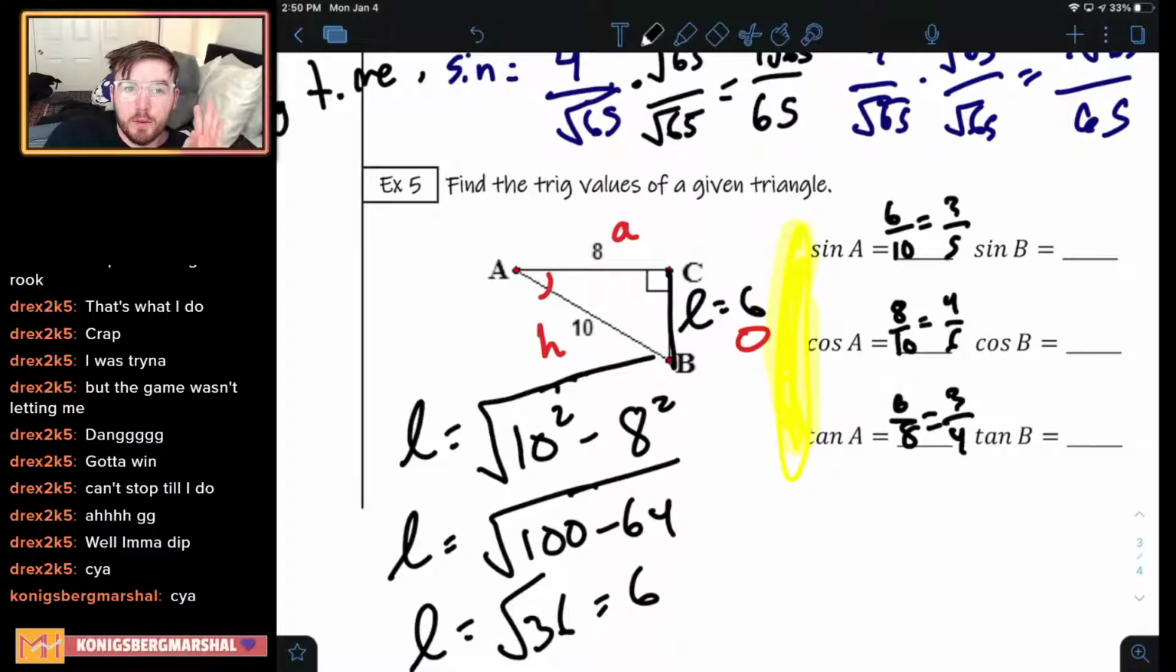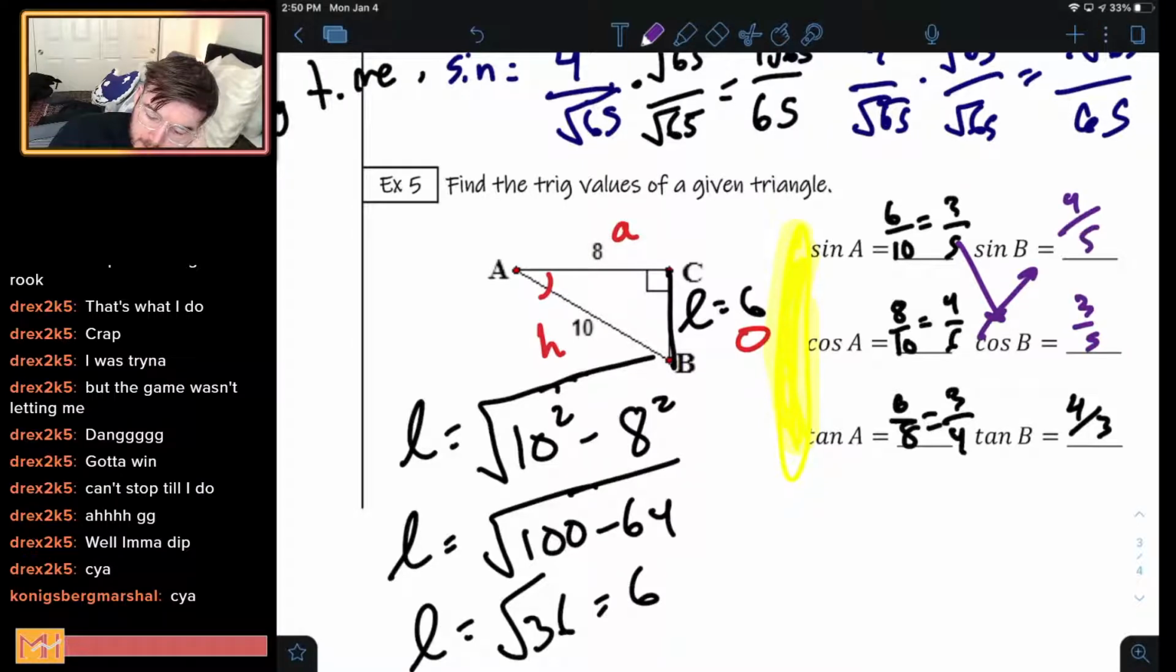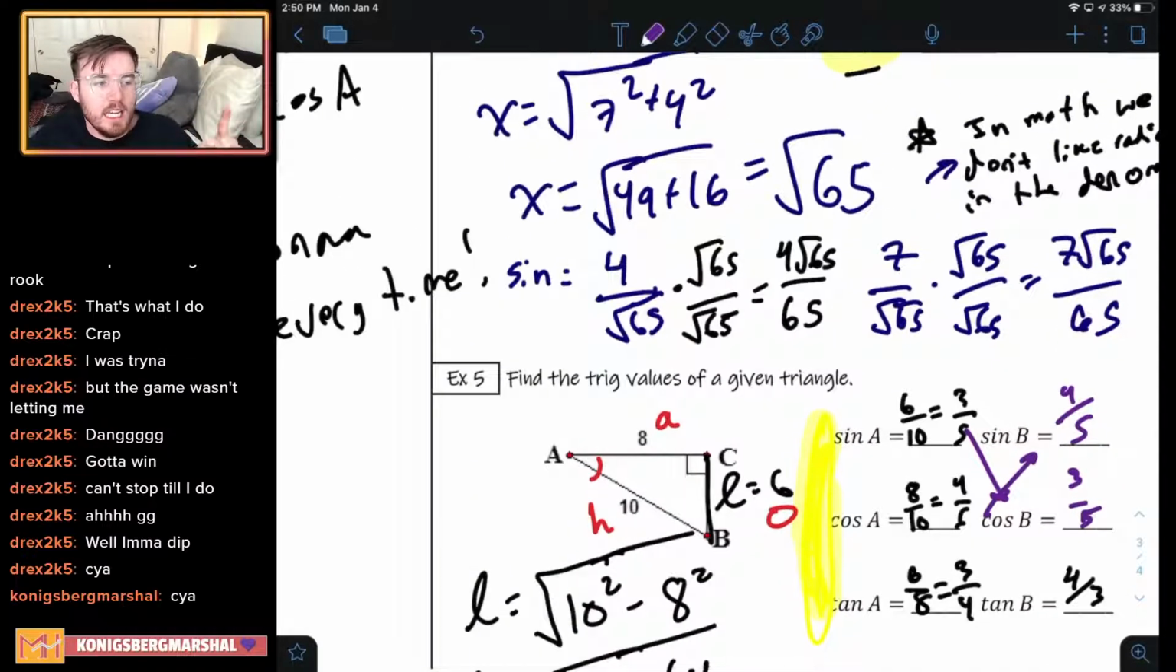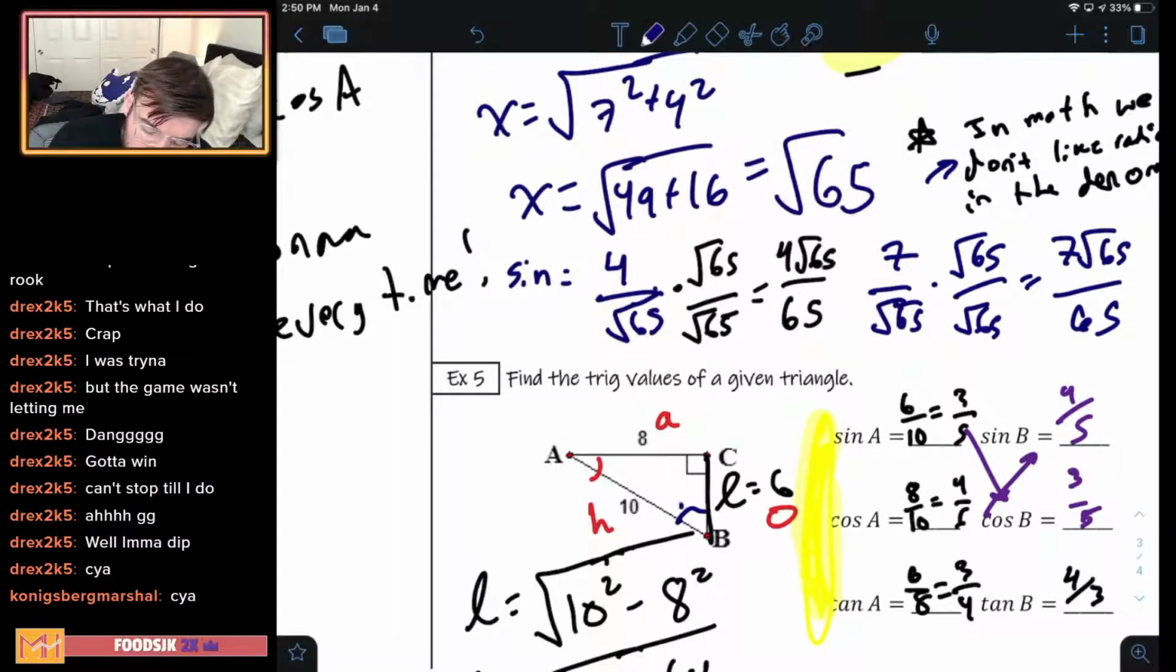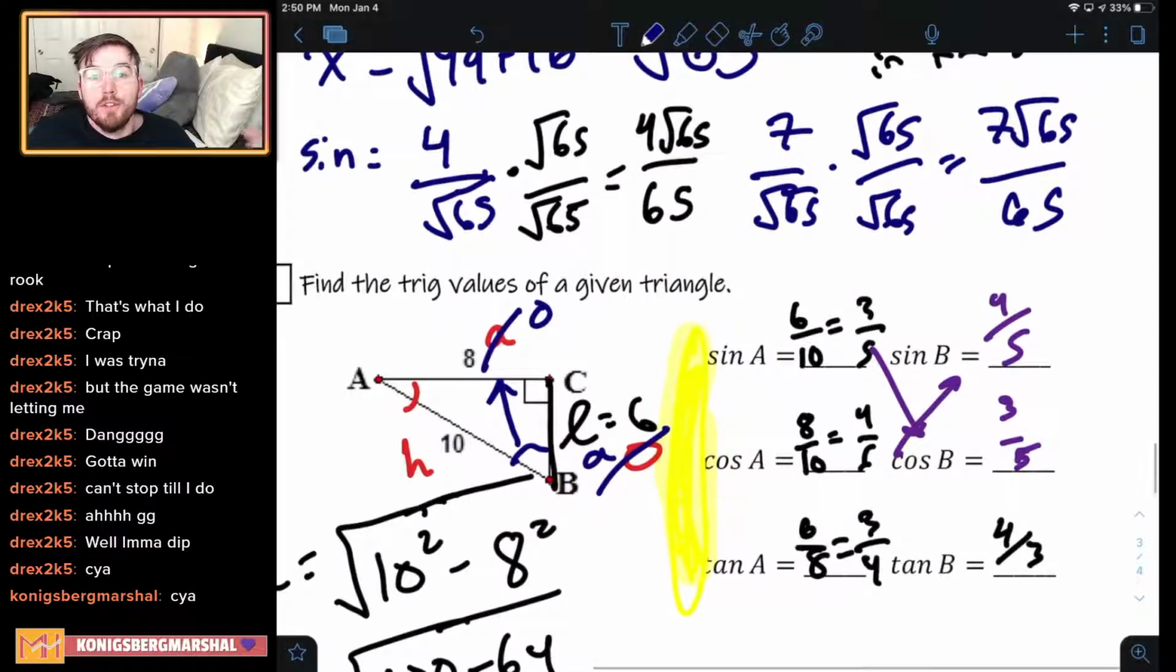And now that we have the first three, all you have to do is flip it to find the others, and then these flip-flop. This becomes 3/5, and this one becomes 4/5. And again, why is that happening? I don't want you to be confused or question why that's happening. It's simply because opposite and adjacent are flipping. The second I say B is my angle, all of a sudden this becomes opposite and this becomes adjacent. The roles of O and A are switching, so everything over here is also going to switch.